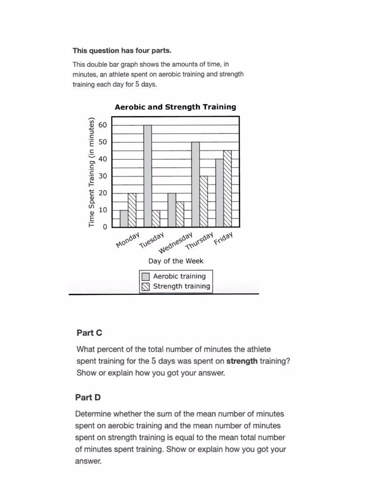Now, let's go on to part C. Part C is looking for the percent. What percent of the total number of minutes the athlete spent training for the 5 days was spent on strength training? Okay. So percent, total number of minutes. Now, we calculated the total numbers, we just have to add them up.